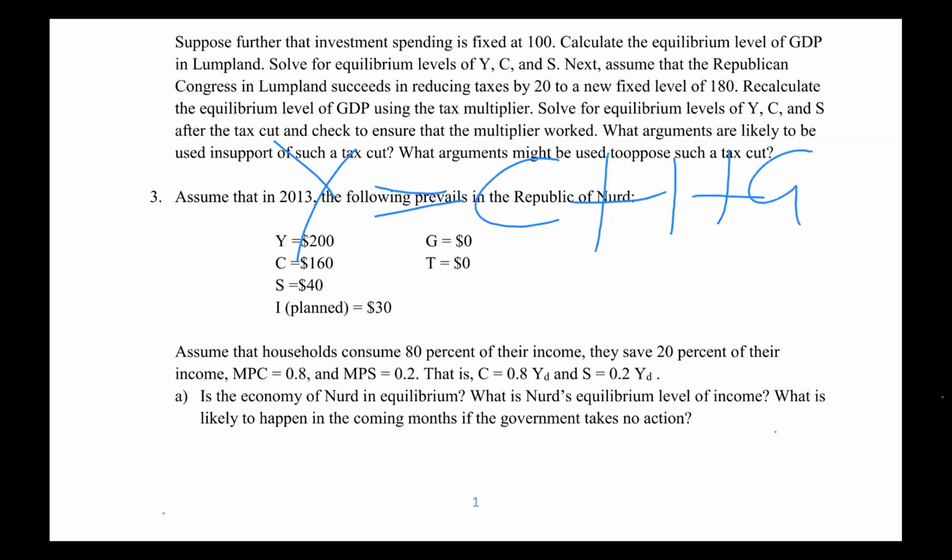Okay. What's the equilibrium level of income? We have already stated the equilibrium level of income is 190, right? What is likely to happen in the coming month if the government takes no action? Since the output of the economy is lower than the equilibrium, the economy is not at the equilibrium point. So we'll have a recession in the economy, which means a lot of unemployment, isn't it?